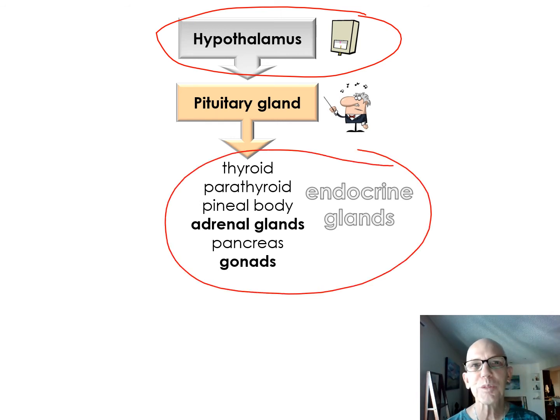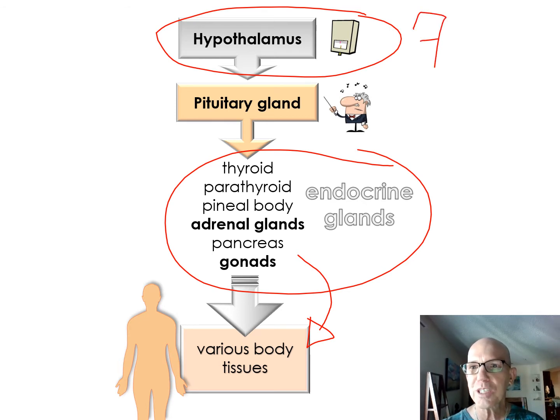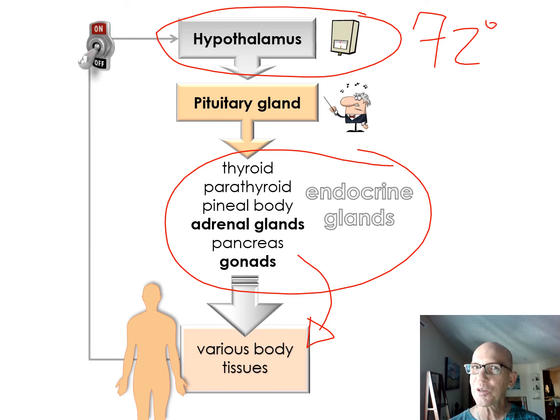I should have had a cute little picture of an orchestra, but I don't know. Sometimes I go too far. And then these guys actually have to get back in line. And then they do their trick by releasing hormones that target various organs and tissues. And then when it comes back into balance, like if I set my thermostat on 72 degrees, once the room hits 72, click, the thermostat clicks again to turn it off. Okay, that's my country view of endocrinology.